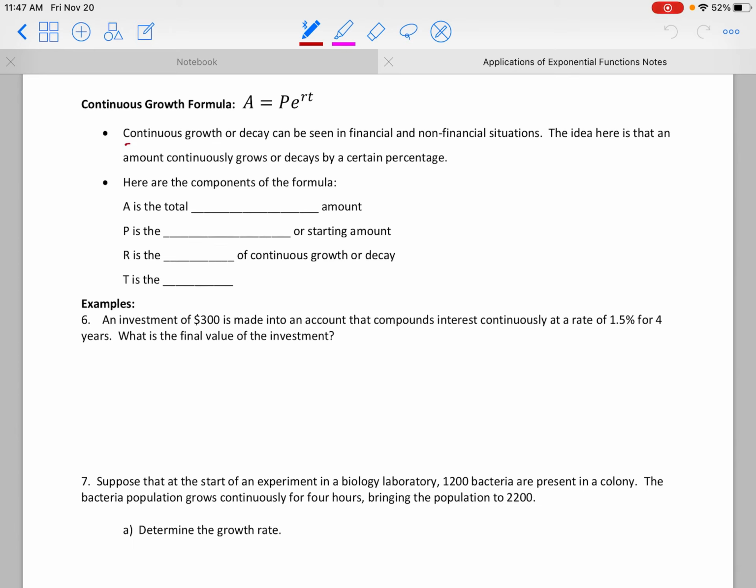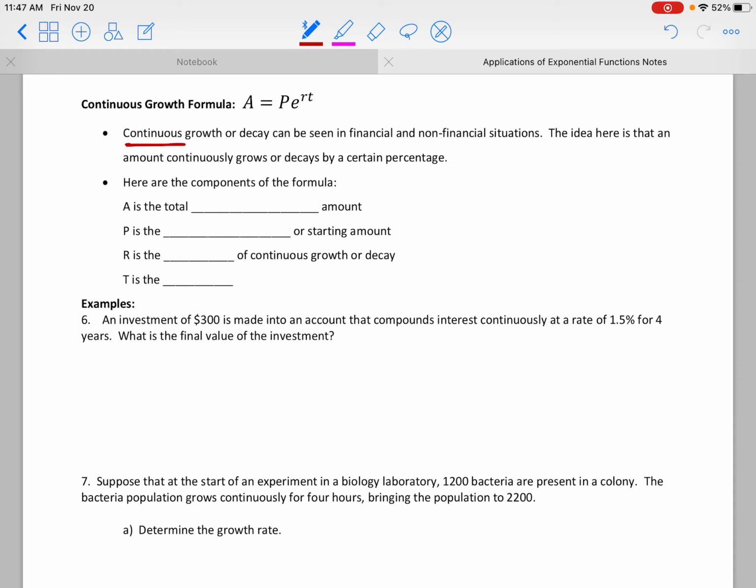So when it's continuous, you're going to hear that word or see that word in your scenario. Then you use a different function, and the base of your exponential function, or formula in this case, is e. So e is the base of your continuous growth function.